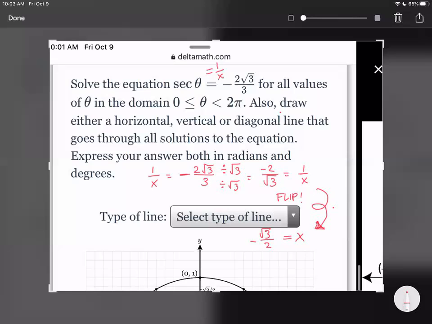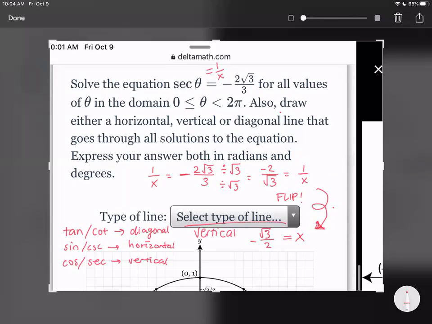I also want to just remind you of the things that I wrote earlier. So we said tangent slash cotangent was a diagonal. We said sine and cosecant were a horizontal. And then we said cosine slash secant were vertical. And so we're going to get into why it is a vertical line that we're supposed to select over here. Why are we selecting a vertical? We're about to get into that.